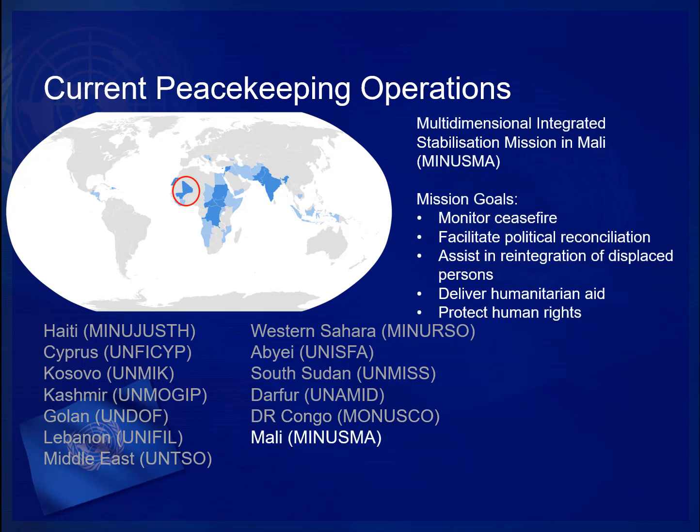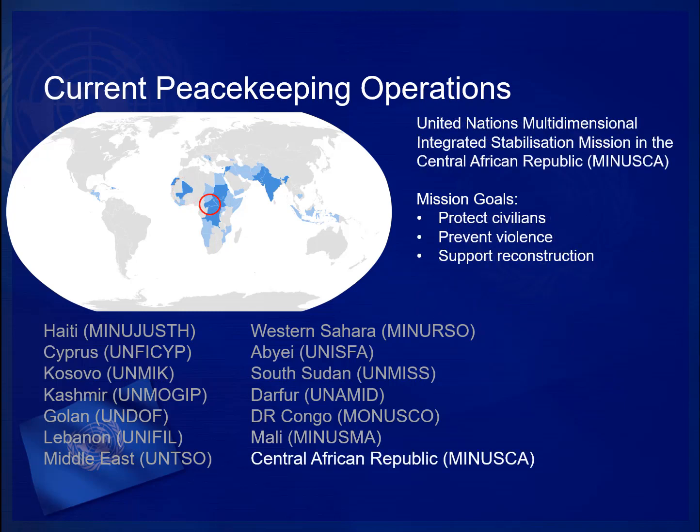The UN peacekeeping mission in Mali was authorized in 2013 in order to monitor the implementation of the ceasefire, facilitate political reconciliation, and assist in the reintegration of displaced persons, as well as to deliver humanitarian assistance and protect human rights. And finally, the UN mission in the Central African Republic was deployed in 2014 in order to protect civilians, prevent violence, and support the fragile infrastructure in the Central African Republic.